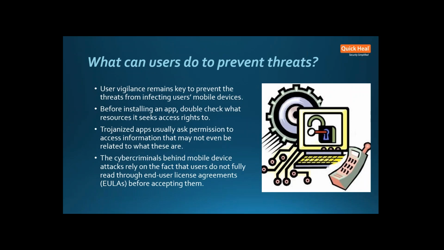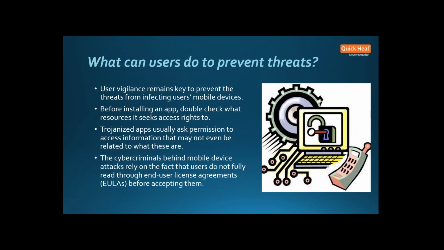What can users do to prevent these threats? Very simple steps that you should do. User vigilance remains the key to prevent the threat from infecting users' mobile devices. Before installing an app, double check what resources it seeks access rights to, which is basically permissions. Trojanized apps usually ask permissions to access information that may not be even related to what they are.